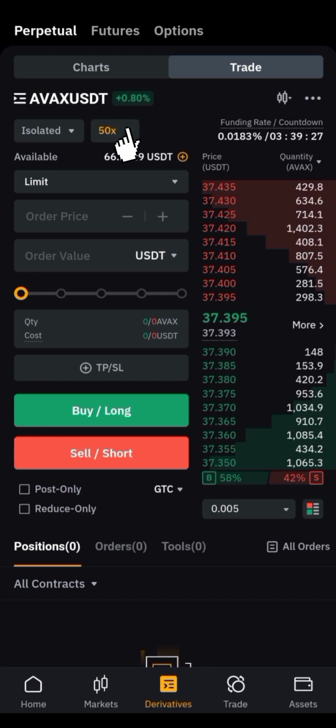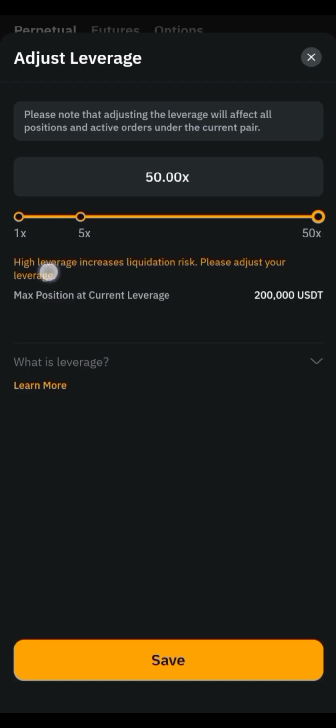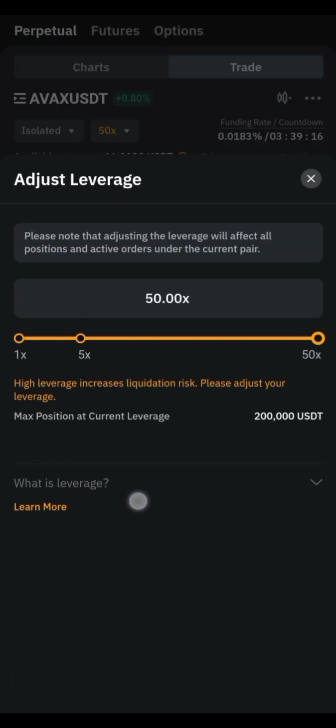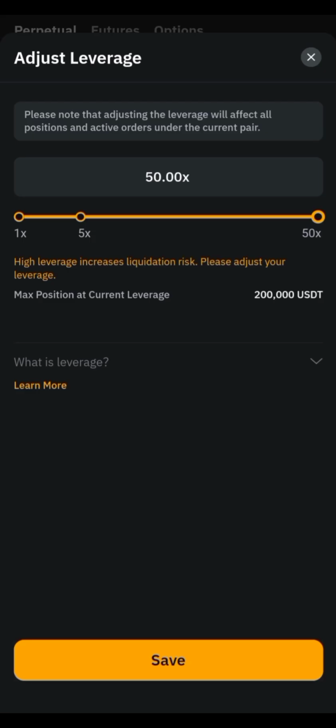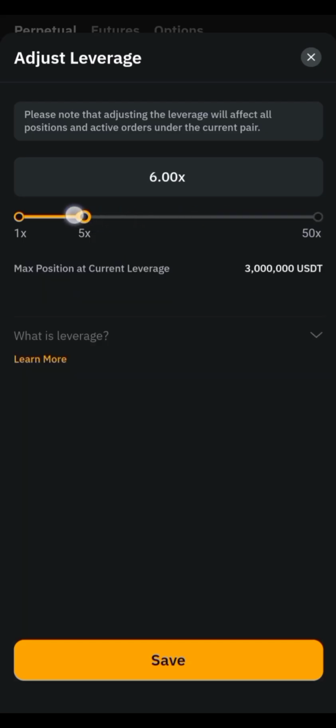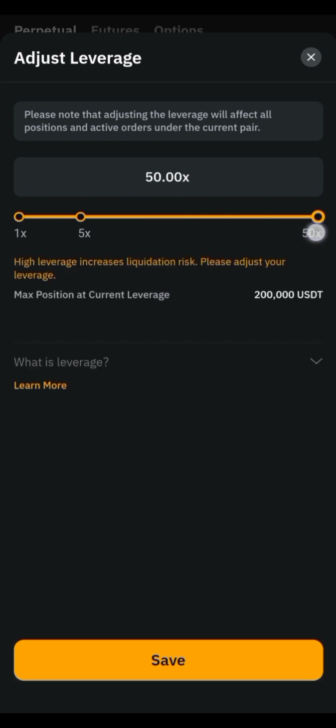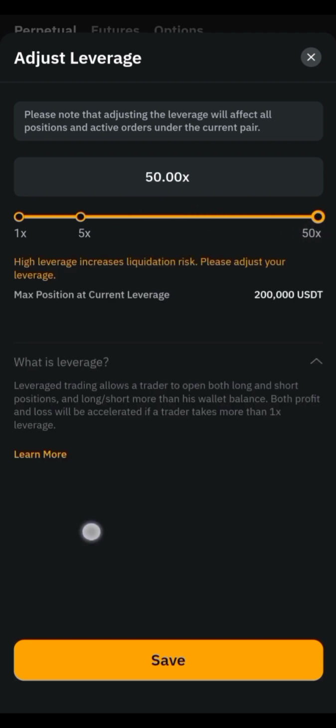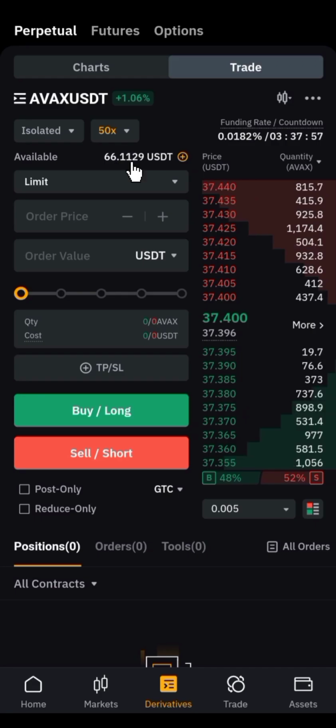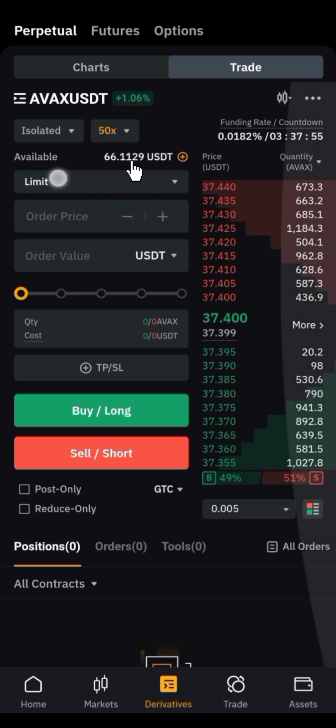Next we're going to be talking about leverage. Where you see 50x, this is the leverage. Leverage increases liquidation risks, so please adjust the leverage. Leverage is simply multiplying your money for a trade. Some people call this borrowing money, but it's not, because you don't have to pay back. All it does is multiply your money and increase your reward, and it also increases your risk of loss. It boosts your earnings, and it can also boost your loss. That's what you need to be aware of. For a beginner, I think you should use 10x.